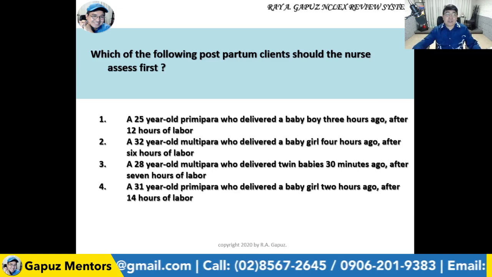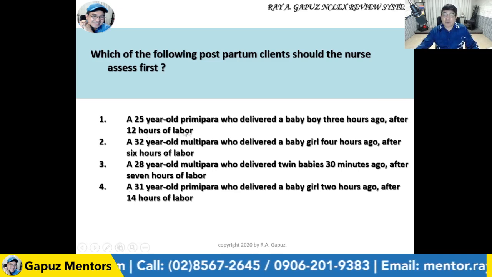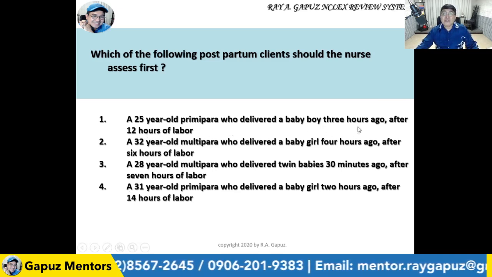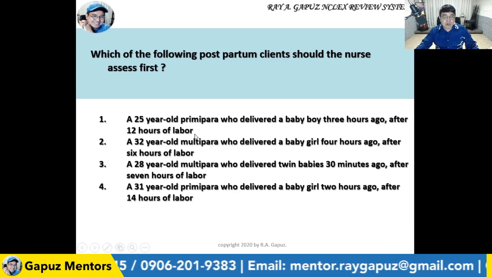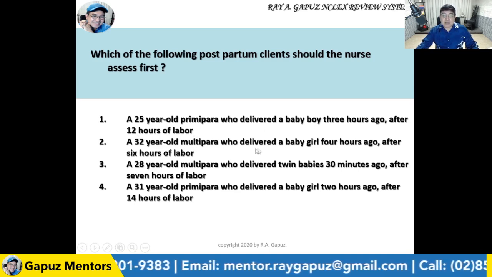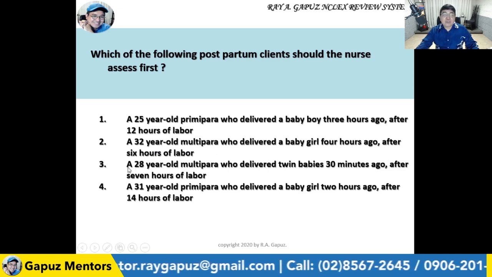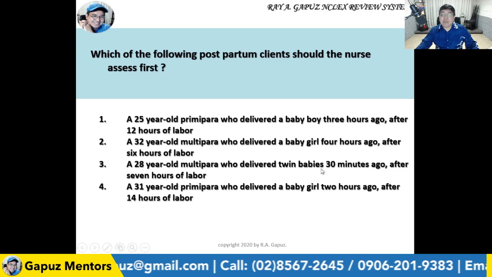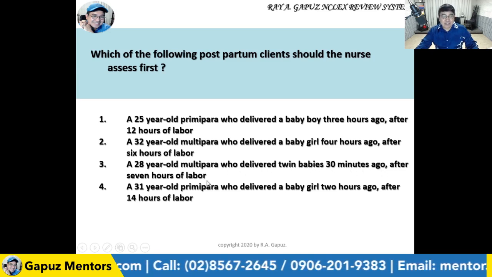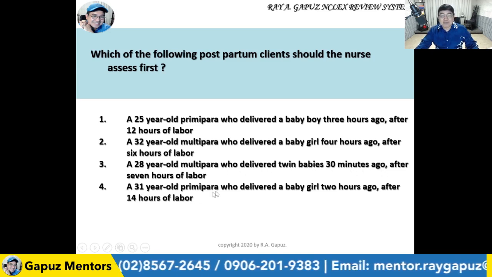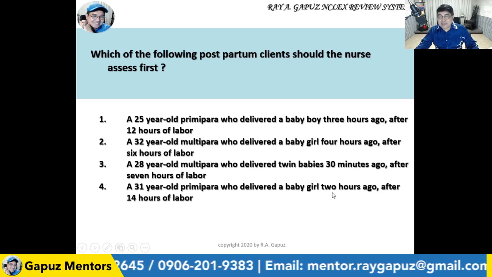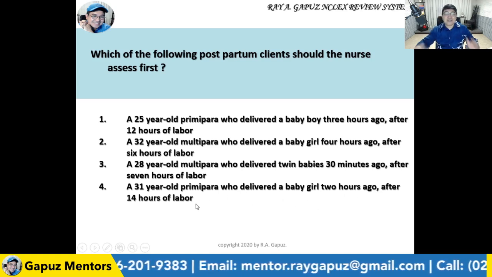And if we're going to take a look at the options: 1, a 25-year-old primipara who delivered a baby boy 3 hours ago after 12 hours of labor. 2, a 32-year-old multipara who delivered a baby girl 4 hours ago after 6 hours of labor. 3, a 28-year-old multipara who delivered twin babies 30 minutes ago after 7 hours of labor. 4, a 31-year-old primipara who delivered a baby girl 2 hours ago after 14 hours of labor.